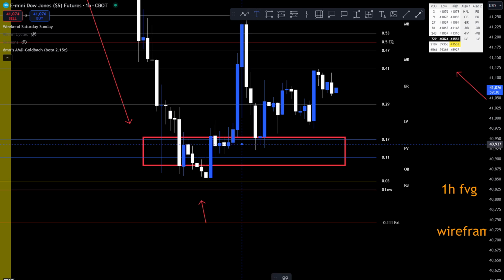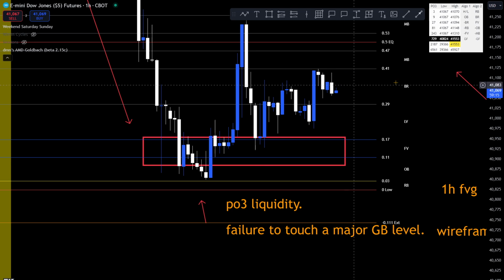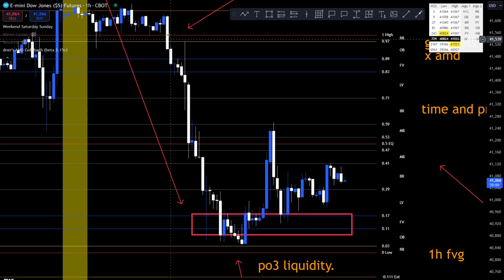Now, that's again what we call PO3 liquidity. Failure to touch a major GB level. And 9 times out of 10, I'm really looking at this all over the dealing range. So even if something was coming down like this and failed to meet this bottom of this liquidity void level, and we retrace, whatever, that would be me looking for power of 3 liquidity since we failed to hit even this level. It doesn't have to be a high, EQ, or a low to be considered PO3 liquidity for me.